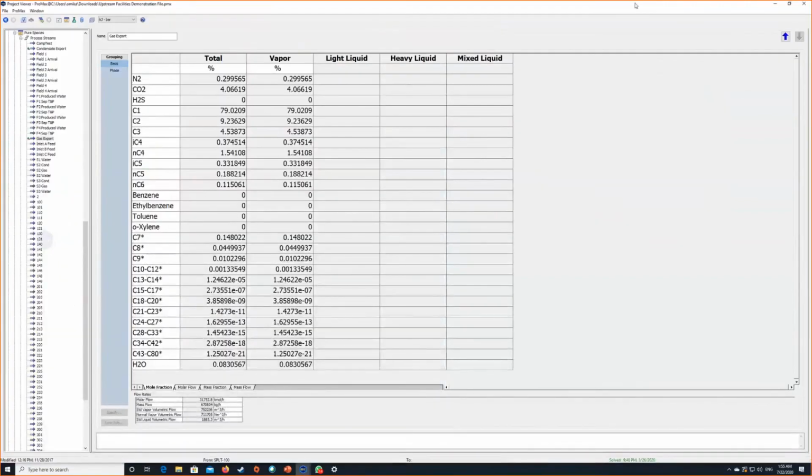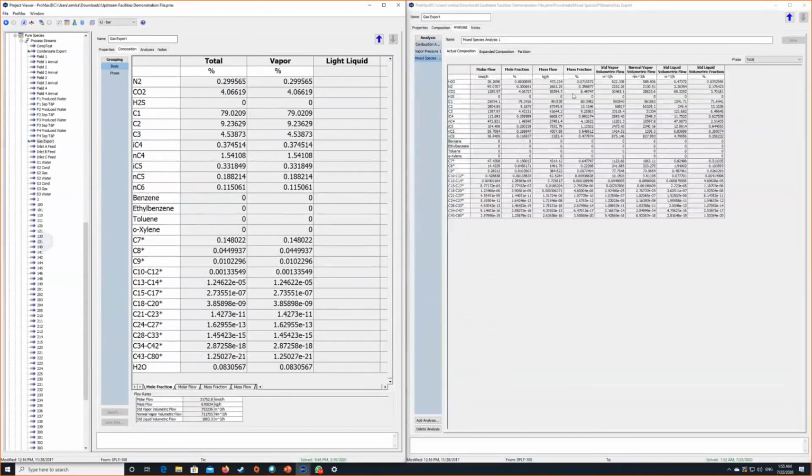And here is my gas export composition without doing the allocation report. As you can see, they line up in terms of the content. There's a slight discrepancy because it's adding in water to the system, and water is all the way down here. So you just need to counteract how that looks. But it's the exact same composition across the board.